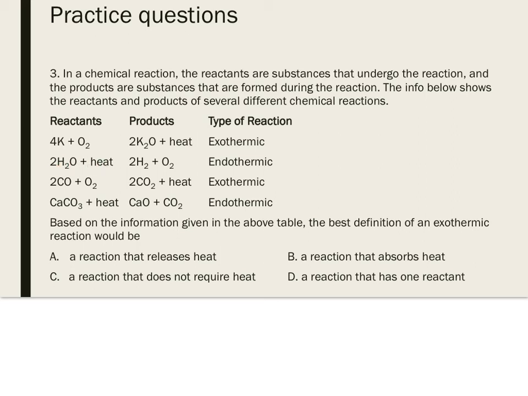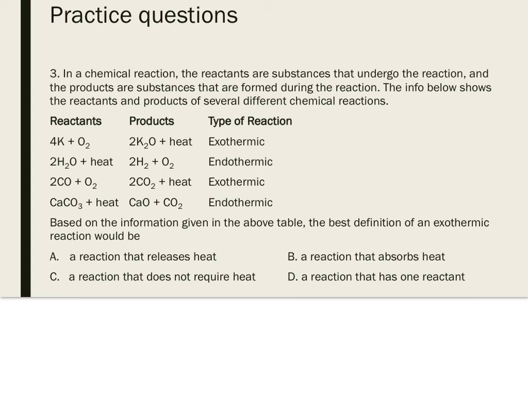Here's some reactants with their products. Notice heat is being absorbed, so it's endothermic. Here's reactants with their products. Notice heat is being released, so it's exothermic. And here's the last reactant with its products, and heat is being absorbed, so it's endothermic. So based on the information in this table, the best definition of an exothermic reaction would be what?